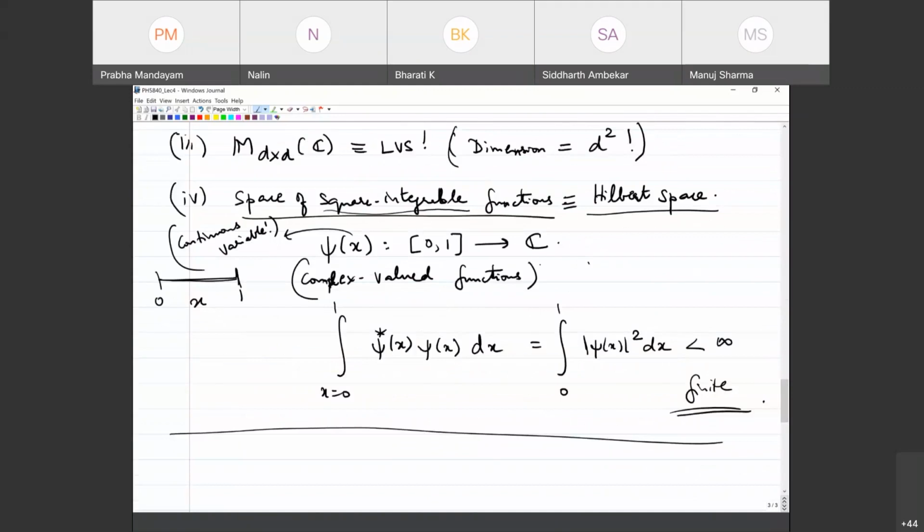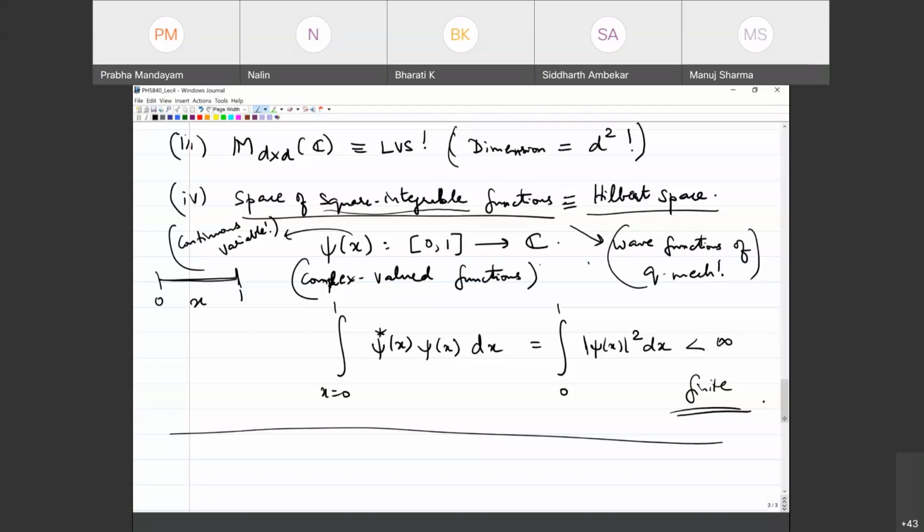And these are indeed the wave functions that we study in a regular quantum mechanics course, right? But for the rest of this course, for the most part, we will only focus on finite dimensional quantum systems. So associated with them will be finite dimensional linear vector spaces, right?